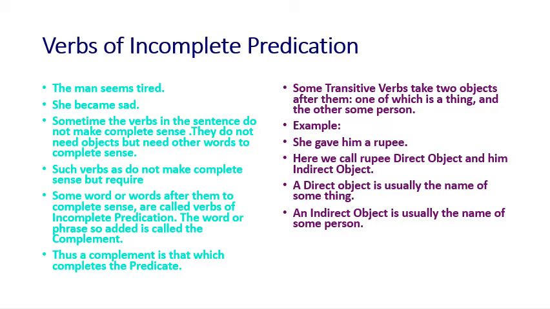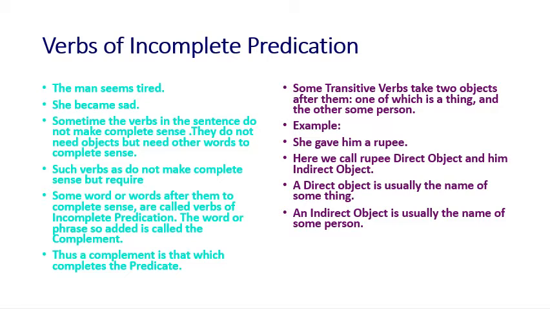Coming back to the above example, the man seems. If we simply say the man seems, the meaning is incomplete. So here we need to add another word, tired. Similarly, with the second sentence, she became sad. If we end up with she became, the sense remains incomplete, so we need another word, sad, to complete the sense of the sentence.